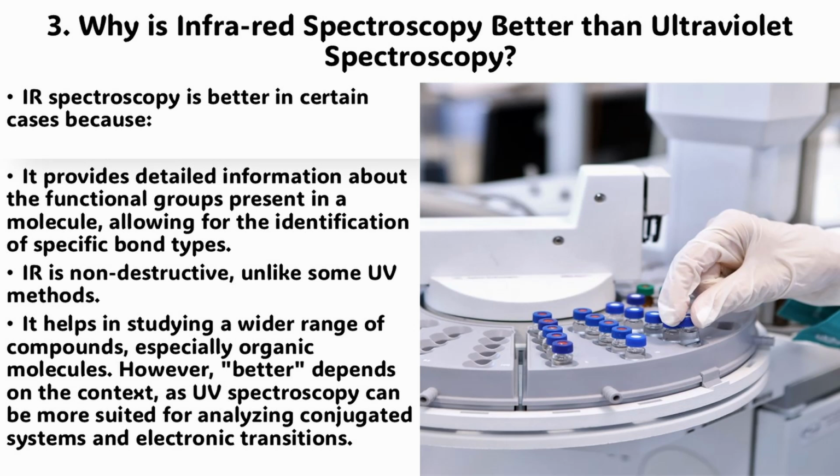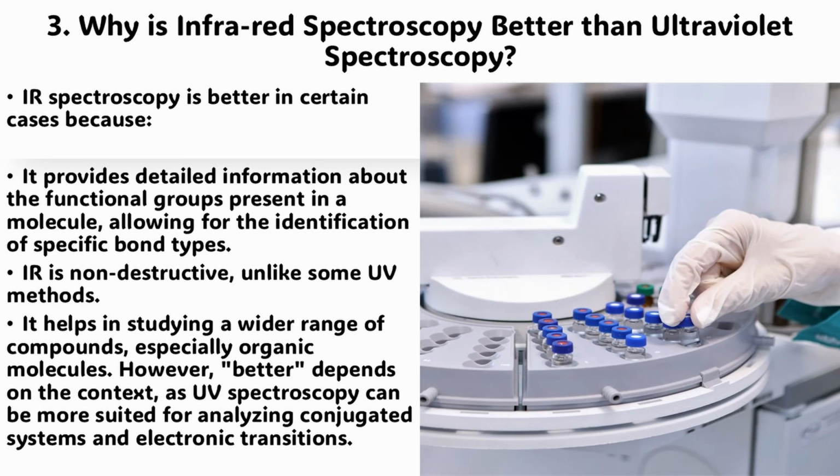Now we will move to the third question. Why is infrared spectroscopy better than ultraviolet spectroscopy? The answer to this question is very simple and easy. Infrared spectroscopy is better in certain cases because it provides detailed information about the functional groups present in a molecule, allowing for the identification of specific bond types.